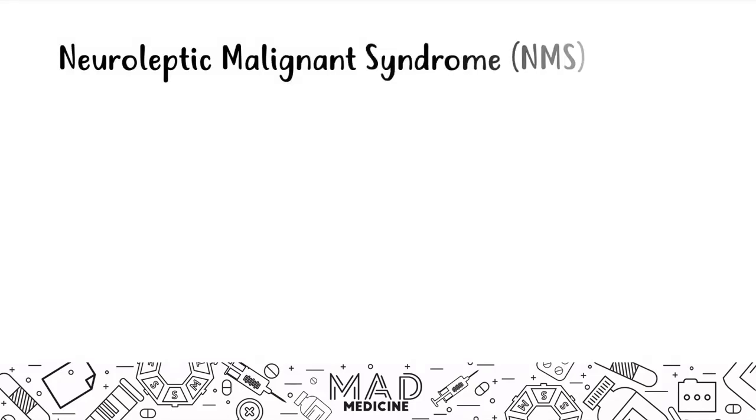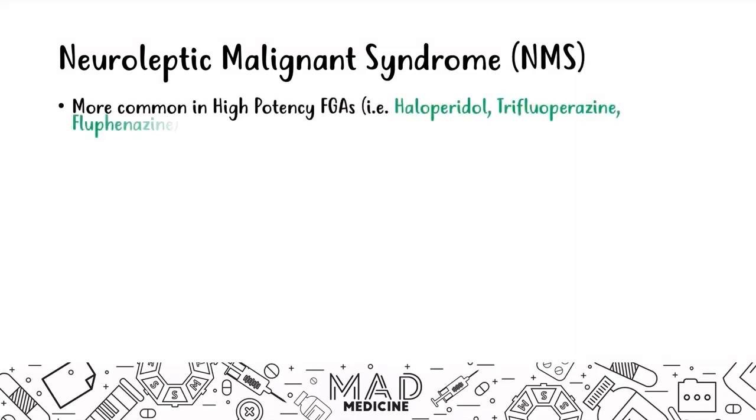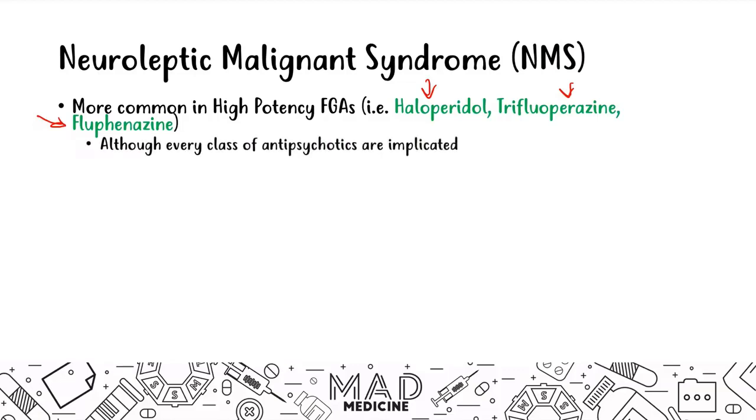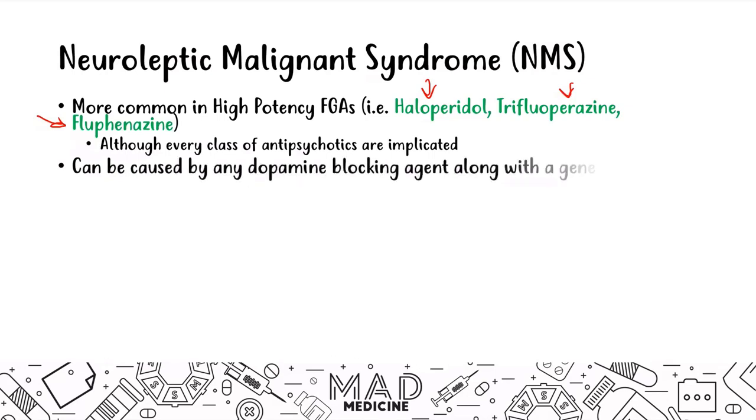The next psychiatric emergency is called neuroleptic malignant syndrome, NMS. Now, this is going to be more common in the high-potency first-generation antipsychotics like haloperidol, trifluoperazine, and fluphenazine. This can happen in any class. Honestly, it can also happen in the second-gen antipsychotics, but most likely it's going to happen in the high-potency first-gen, typical antipsychotics. And this can also be caused by any dopamine blocking agent.